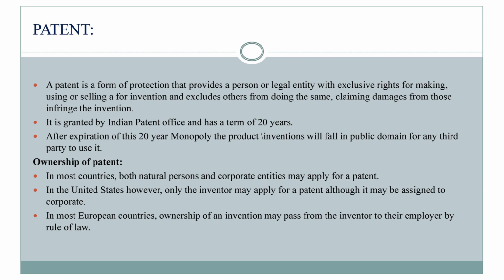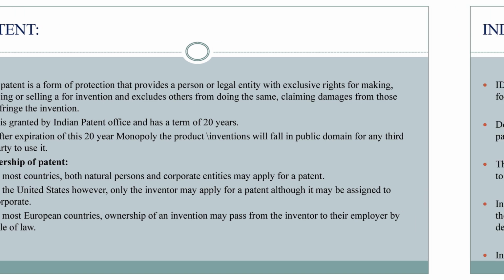In most countries, both natural persons and corporate entities may apply for a patent. In the United States, however, only the inventor may apply for a patent, although it may be assigned to a corporate. In most European countries, ownership of an invention may pass from the inventor to their employer by rule of law. This is one of the most important concepts in this chapter. The 20-year patent term and the difference in ownership rules between the US and Europe are commonly asked comparison questions.